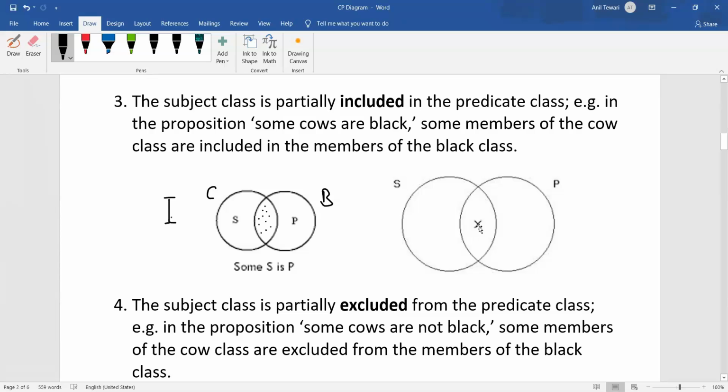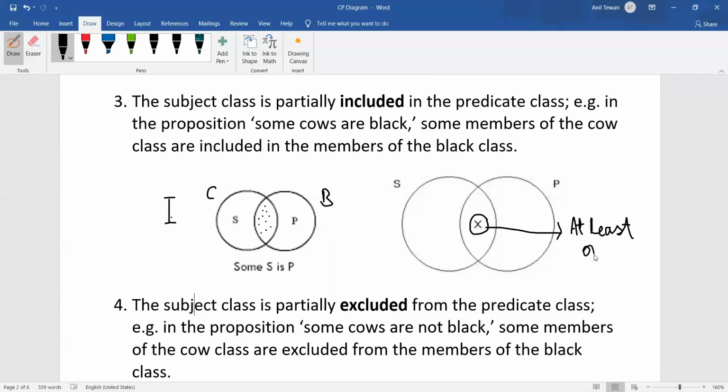So by putting a cross, what this cross represents is that there are some members who are common between the subject class and predicate class. And this requirement, some members, is a minimum requirement. You have seen that the minimum requirement is basically at least one, just one would do. So if you have just one cow which is black, you can very well say that some cows are black, right? So this requirement is a minimum requirement, at least one. That means it could be many, but certainly it cannot be all, right?